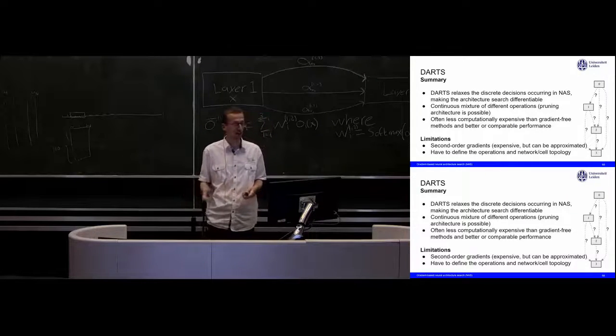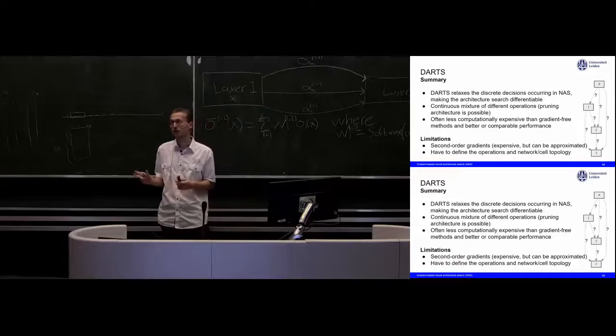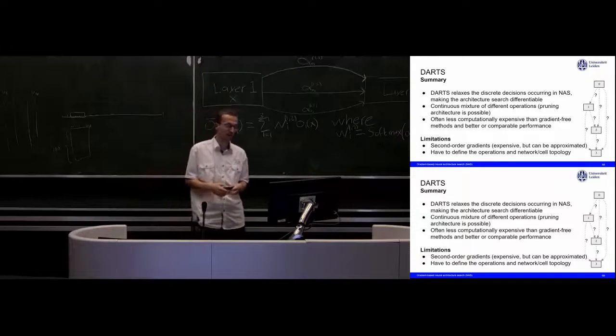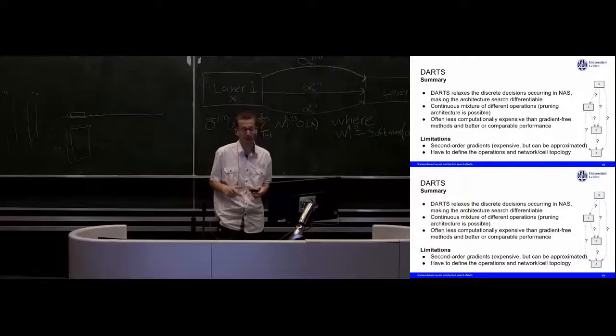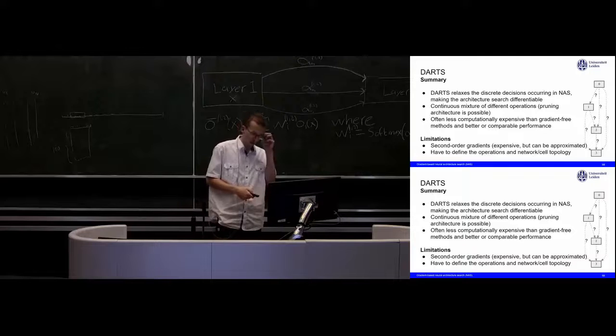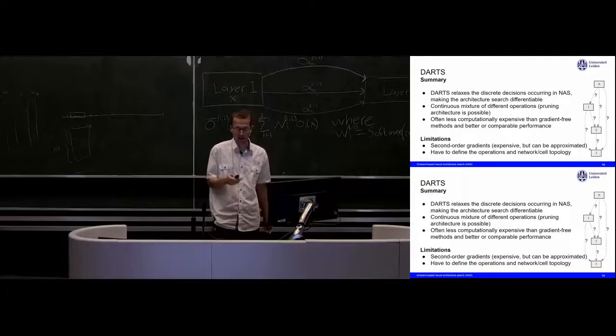As a limitation, I want to say that this also involves the computation of second-order gradients, which is expensive because it is quadratic in the number of parameters. But we can, of course, make first-order approximations. And also in their paper, they propose this neat trick to circumvent the quadratic complexity. And lastly, we also, of course, have to define the rough network topology that we're dealing with. So that's a quick summary of DARTS.